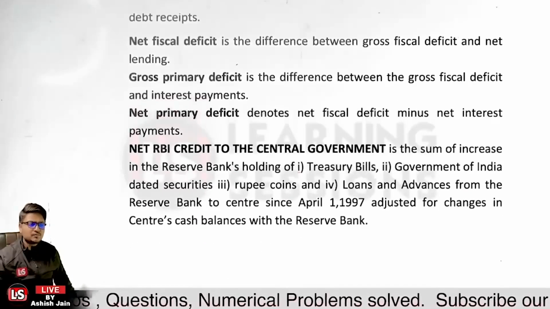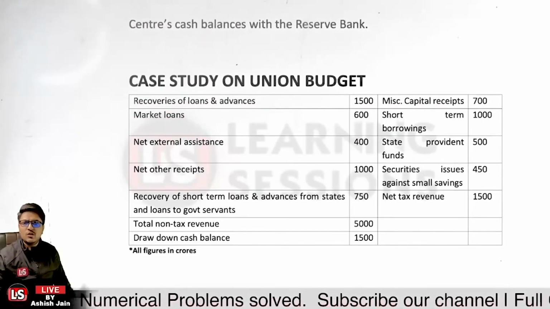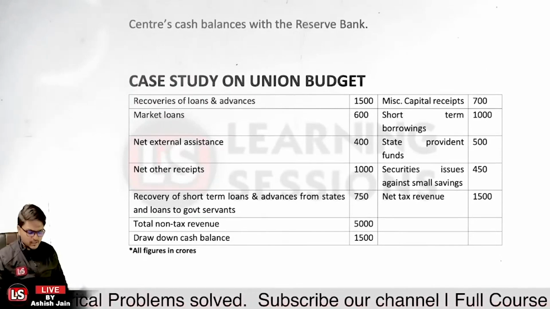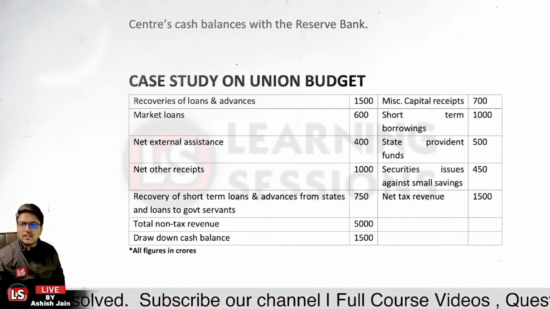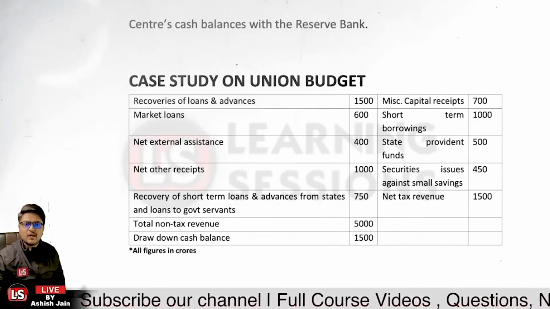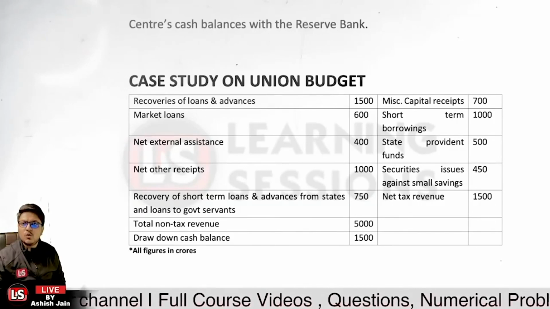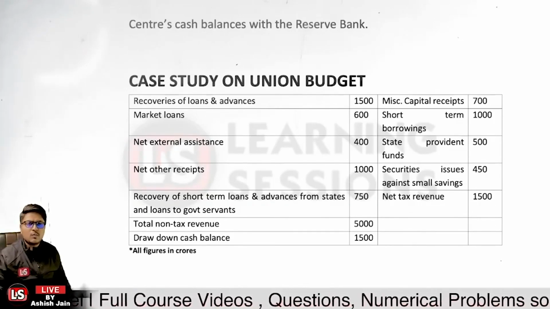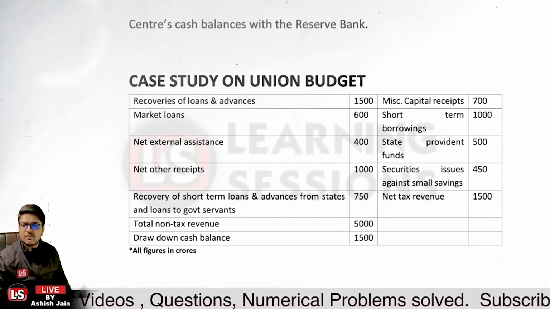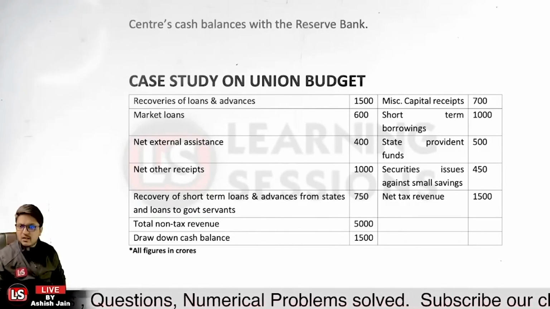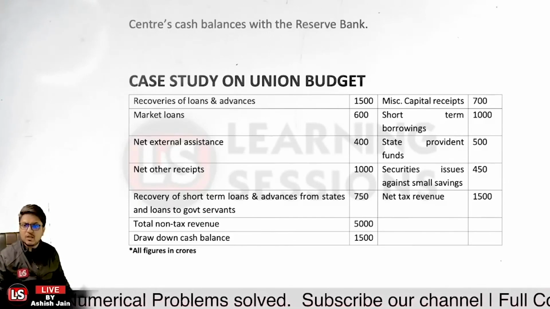Is that clear? Further, we are going to cover a case study related to the union budget. Kindly look at the case study carefully. We are provided with different data, whether it is related to the recoveries of loans and advances, market loans, short-term borrowings, or net external assistance. All the different components are given here, and we need to solve the case study based upon it.